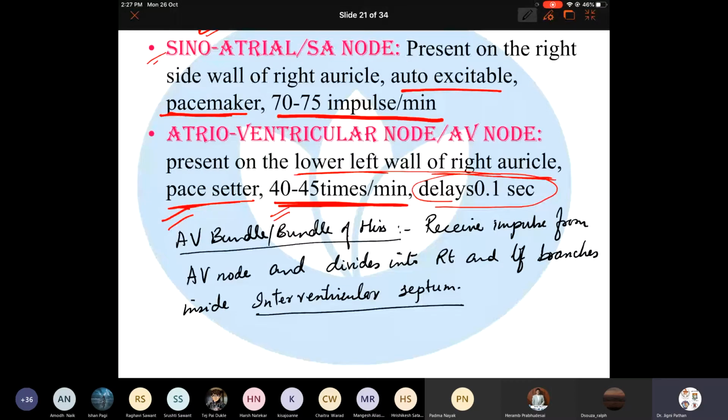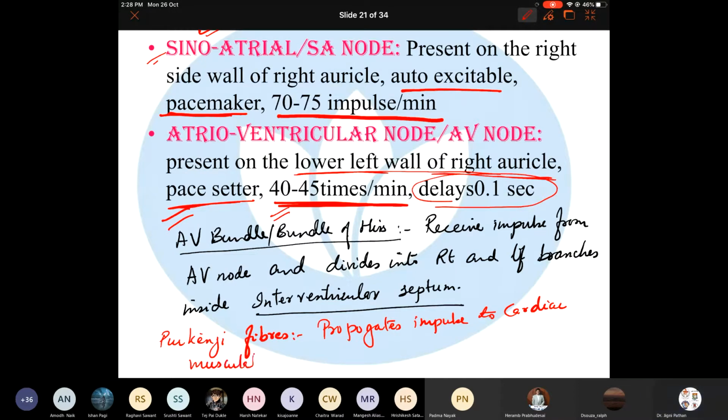Then what is the Purkinje fiber? It propagates impulse to the cardiac musculature of the ventricles. Write down, I'll explain this to you.